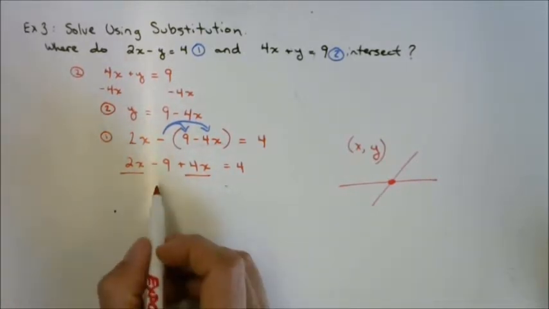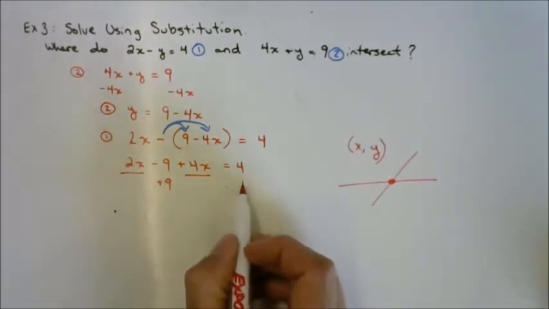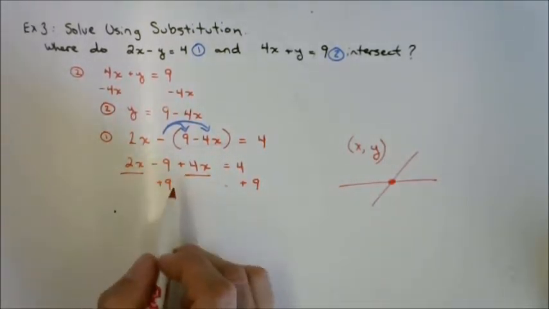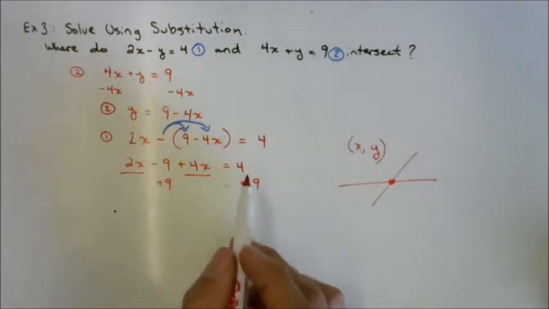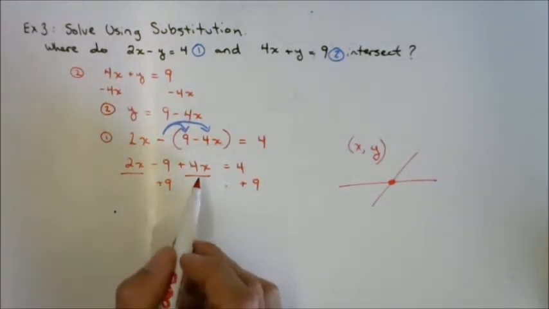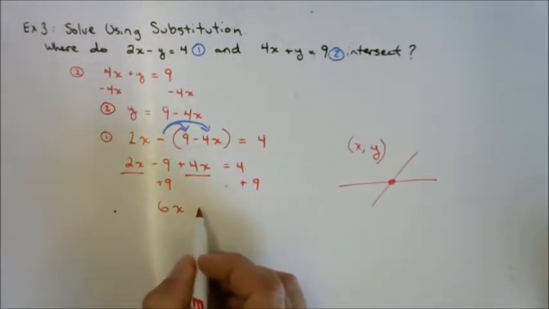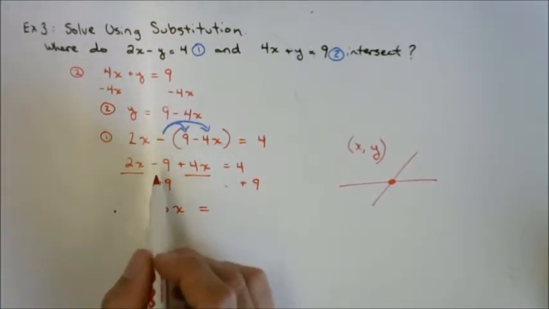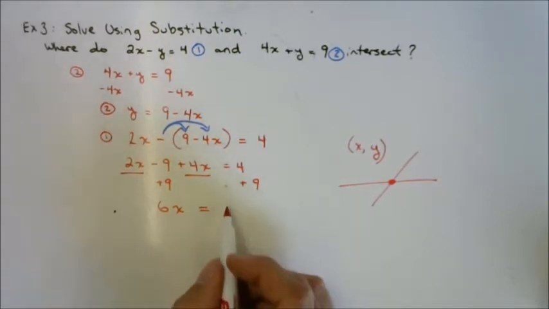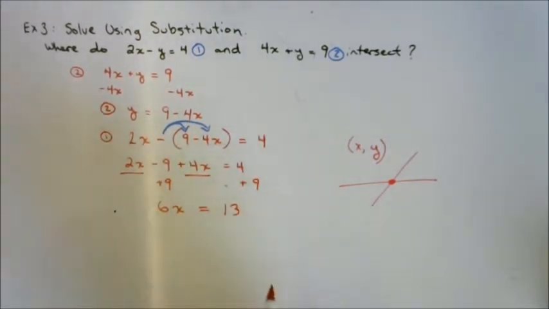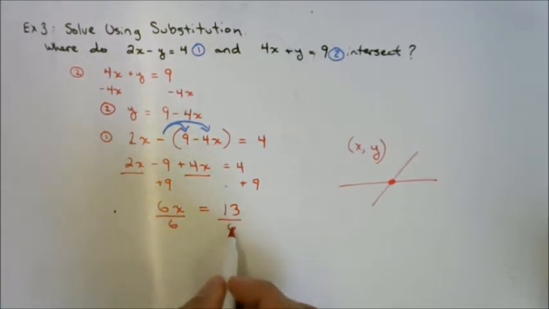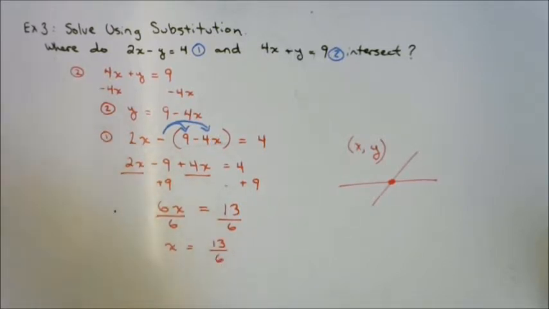Now I can group my x terms, and in the same step, I'm going to add 9 to both sides. That will give me my variable terms on the left and all my other values on the right. 2x plus 4x is a total of 6x. Over here, my negative 9 plus 9 is 0. And over here, 4 plus 9 is 13. Divide both sides by 6. I get x equals 13 over 6.